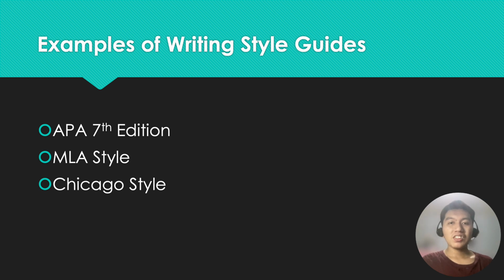Some of the most commonly used writing style guides in academia include the APA 7th edition, MLA style, and the Chicago style. These guides provide comprehensive rules for formatting academic papers, ensuring uniformity in areas such as citations, references, and overall structure. So, in my experience, the most common writing style guide that I've been using is the APA 7th edition.